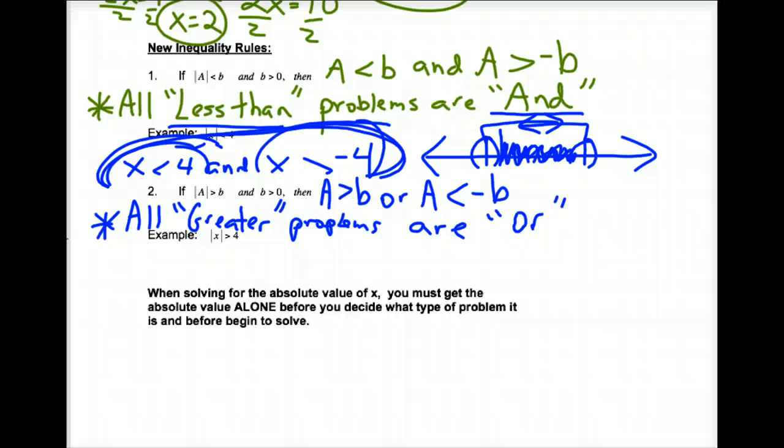Somebody give me an x where the absolute value of it is greater than 4. Make up an x. Negative 8, negative 5, negative 10, negative infinity, positive infinity, or 5.